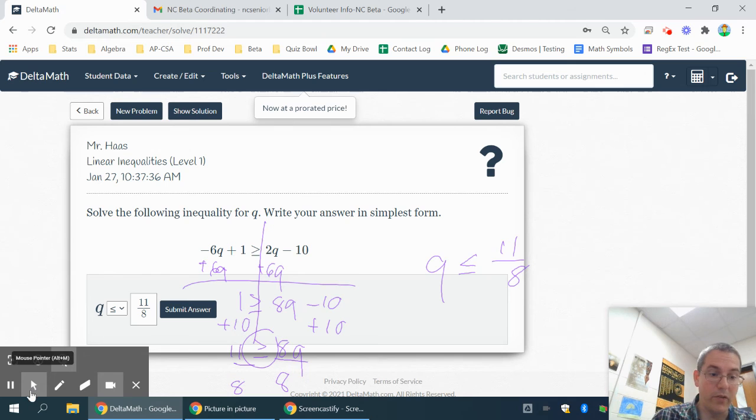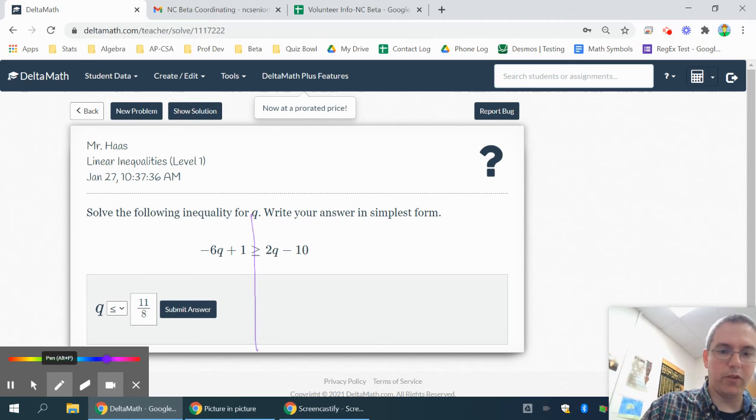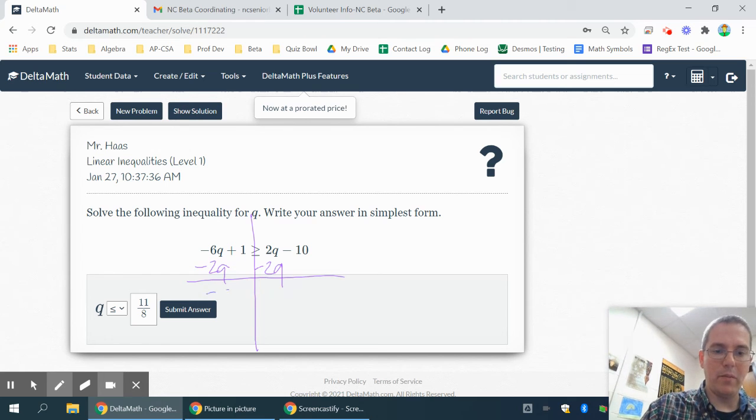One other way you could have done that same problem, just some of you might have liked it this way. You might have decided that I don't mind the negative. I'm going to subtract 2q, so my variable's on the left because I don't want to have to flip it around at the end. That would be fine. That would give me -8q plus 1 is greater than or equal to -10. Now I would have subtracted 1 from both sides, so -8q is greater than or equal to -11, and then I would have divided by -8.